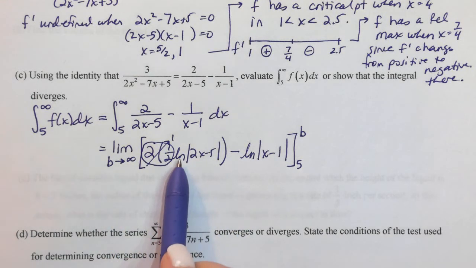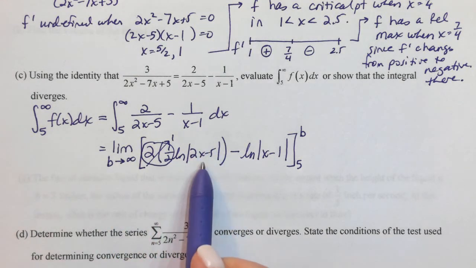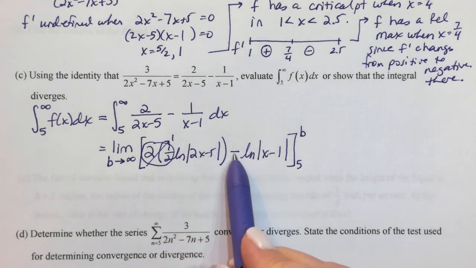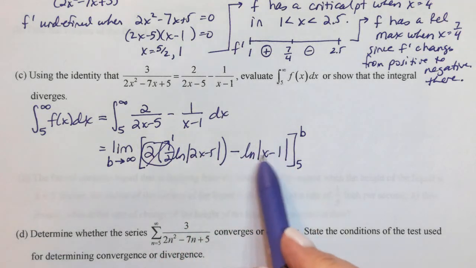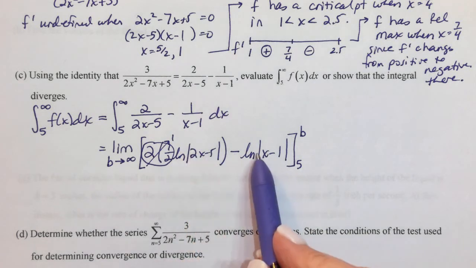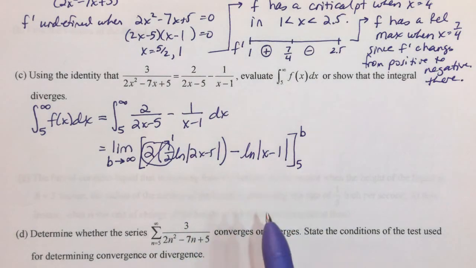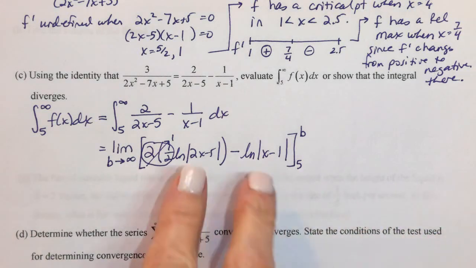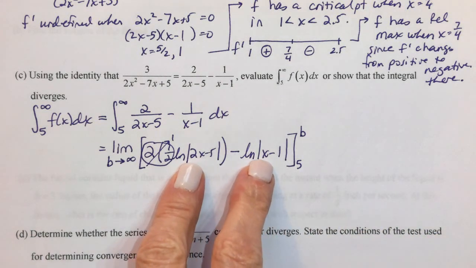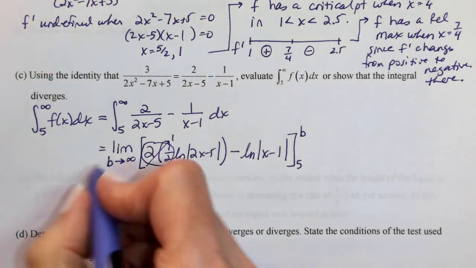So essentially, I'm going to have ln of something going to infinity. That's infinity minus infinity. Well, infinity minus infinity is indeterminate. We don't know what that is, so we have to mess with this. An easy way to mess with logs is to combine them into a single log. So that's what I'm going to do.